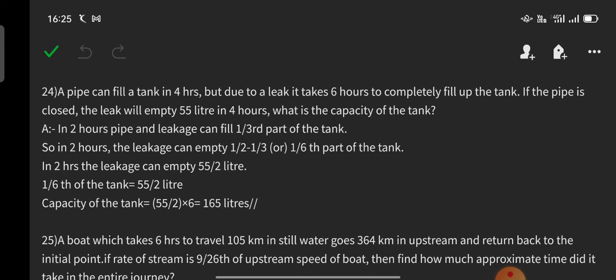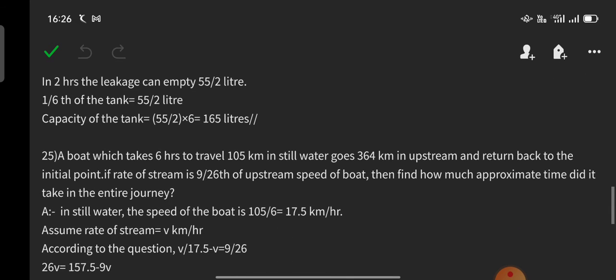And next is related to pipes and cistern. A pipe can fill a tank in 4 hours, but due to a leak it takes 6 hours to completely fill up the tank. If the pipe is closed, the leak will empty 55 liters in 4 hours. What is the capacity of the tank? In 2 hours, pipe and leakage can fill 1 by 3rd part of the tank. So in 4 hours, the leakage can empty 1 by 2 minus 1 by 3, or 1 by 6 of the tank. So in 2 hours, the leakage can empty 55 by 2 liters. 1 by 6 of the tank equals 55 by 2 into 6, 165 liters.